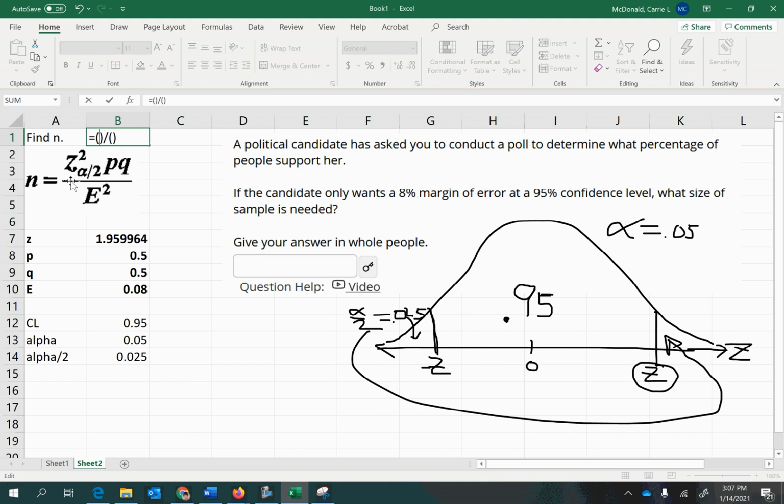And in the top, we have z squared. So I'm going to click on z to the power, caret key, 2, times, the asterisk, times p times q, and that's the numerator complete. Let me go down to the denominator, the bottom part, and do e squared. So e to the power of 2.